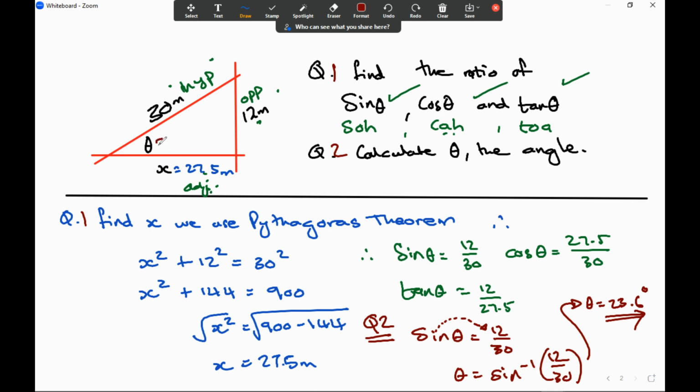So this angle here is 23.6 degrees. How did I do that? I wrote this again, and I simply moved the sine over to the other side. And when I find any angle, I always use the shift button. So I press shift on my calculator. Then I press the sine button, and then I put the fraction in just like that. Press equals, and it shoots out the answer 23.6.